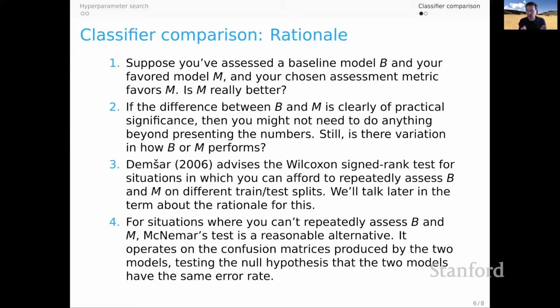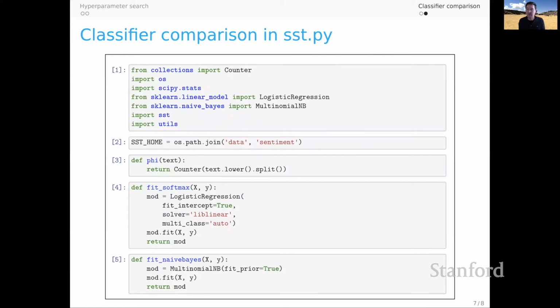It's a much weaker argument because, of course, precisely the point is that we might see variation across different runs, and McNemar's is not really going to grapple with that in the way that the Wilcoxon signed rank test will. But this is arguably better than nothing in most situations, so you might default to McNemar's if the Wilcoxon is too expensive. And let me just show you how easy this can be in the context of our code base.